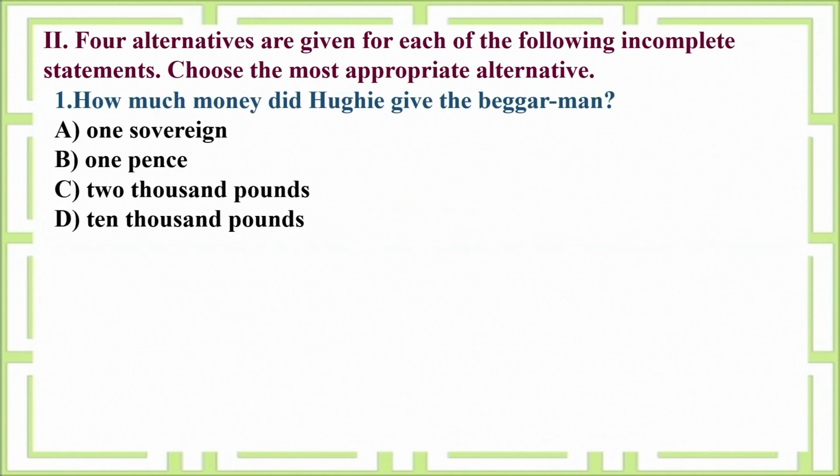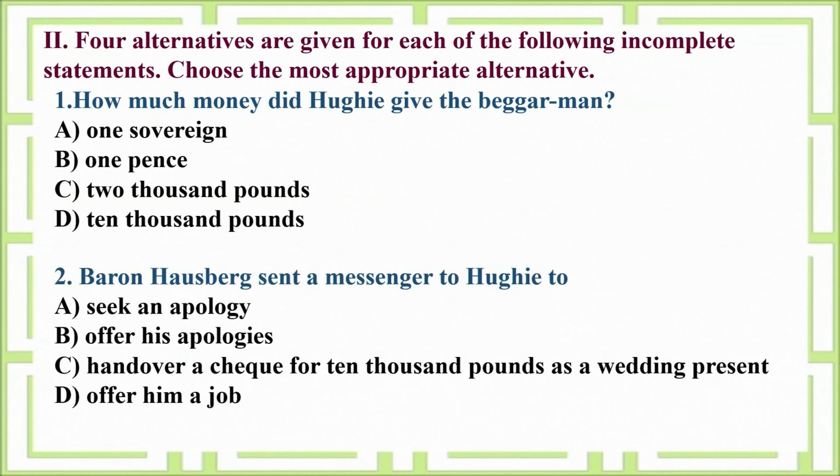And children, you have 4 alternatives here. Please read and choose the correct alternative to complete the sentence. And here are the questions. The first one is, how much money did Huey give the beggar man? Please read the option. Second one is, Baron Hausberg sent a messenger to Huey. Why? Please read the options and choose the correct answer.